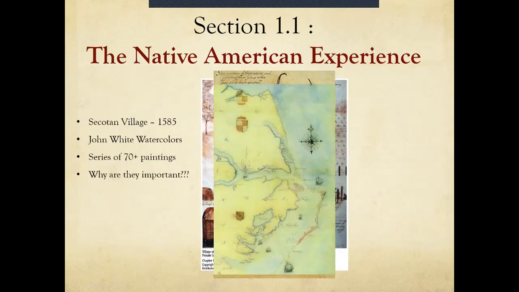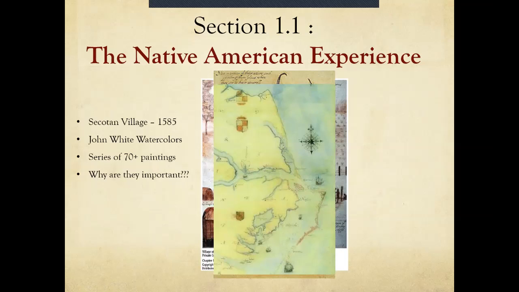We also mentioned that John White was a map maker, and this is his map of the coastal area of what at that time was Virginia, but today we would know it as North Carolina. And you can see that he's trying to map these various inlet areas and the rivers that are going through here and what areas that the English are going to be settling.